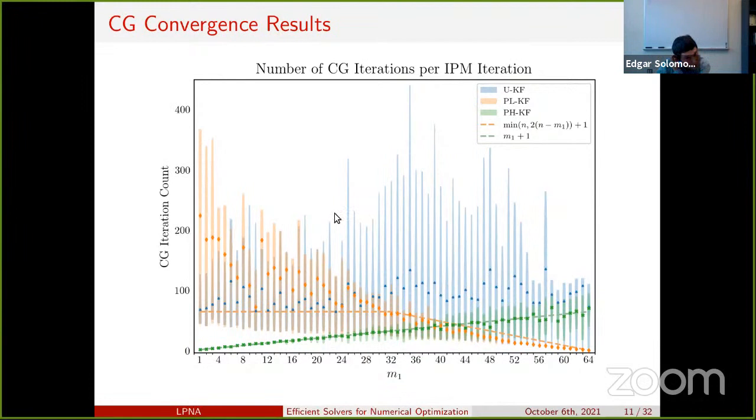So here we consider synthetic problems where we change the number of equality constraints M1 for a fixed number of degrees of freedom. PLKF here is our low degree of freedom preconditioner for the reduced system. This is the high degree of freedom preconditioner, and this is simply the unpreconditioned system. What we're plotting is the CG iteration count averaged across IPM iterations, where the distribution across IPM iterations is shaded for each type of preconditioner. And here we also have the theoretical bounds that we've derived.